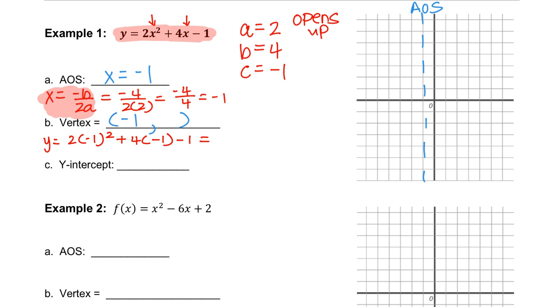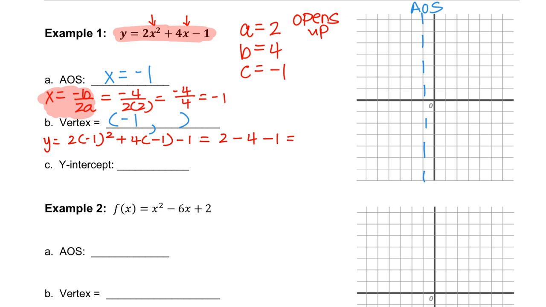So now you took your x and plugged it into the whole equation. Yep, took my x, plugged it into the whole equation. So negative 1 squared is positive 1, and positive 1 times 2 is 2. 4 times negative 1 is negative 4, and then I have that minus 1.